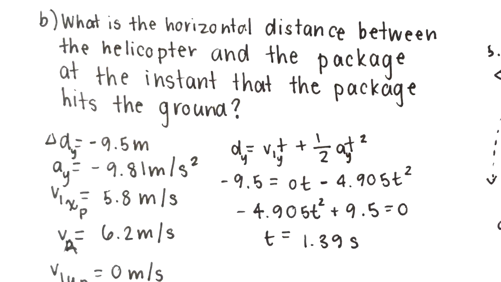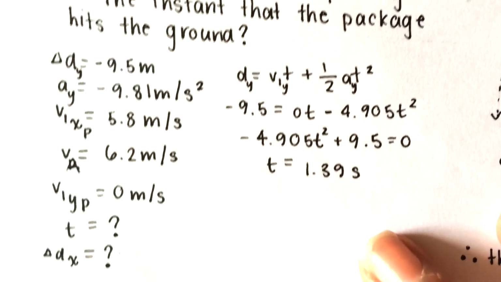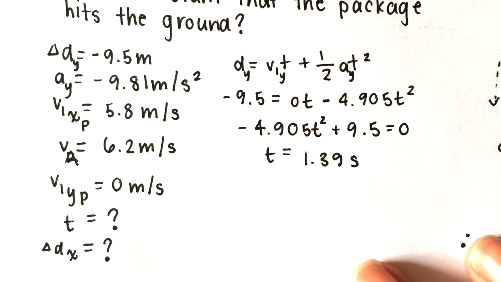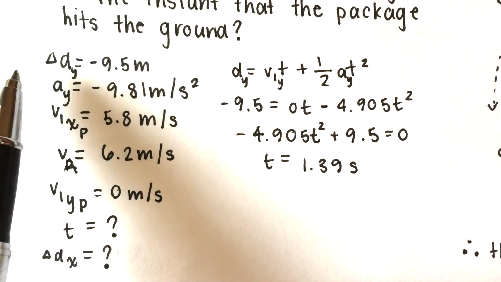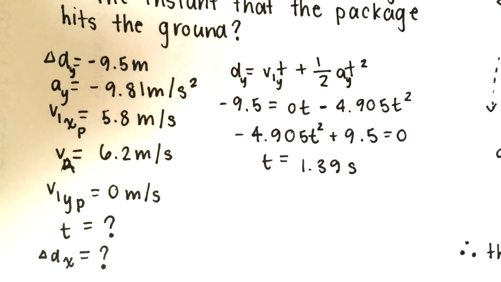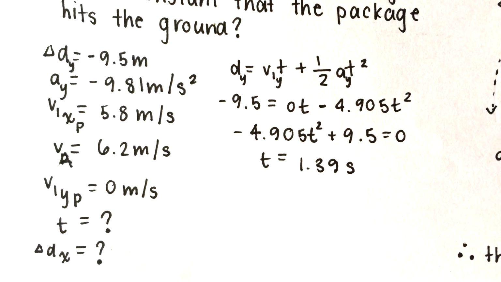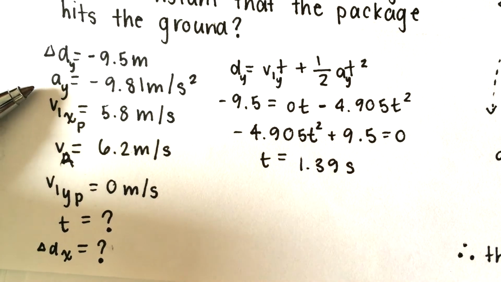In the second part of the question, we're asked, what is the horizontal distance between the helicopter and the package at the instant that the package hits the ground? In order to solve this question, we are first going to list our givens. The first thing we know is that the displacement in the y direction is negative 9.5 meters, since that is the altitude at which the plane is traveling. And the acceleration due to gravity, again in the y direction, is negative 9.8 meters per second squared.